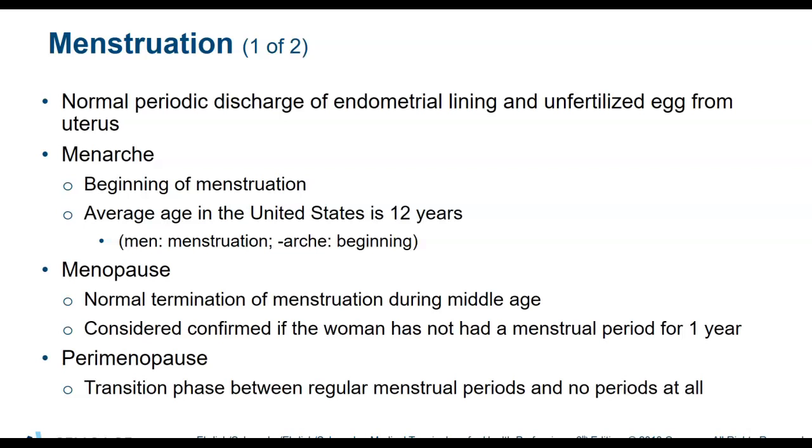Menopause is the normal termination of menstruation during our middle ages. And again, they say the earlier your periods start, the later menopause hits. I don't know if there's any real correlation to that, but you will know after you have not had a period for a year, that's what they consider menopause. Perimenopause is the transition between having regular menstrual periods and no periods at all.